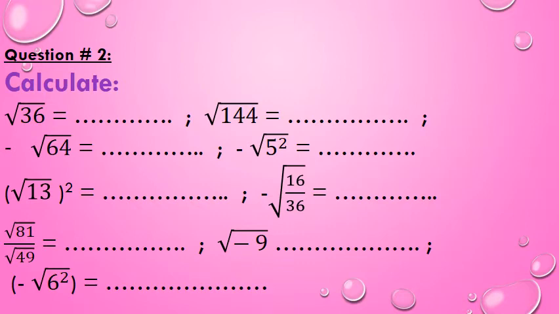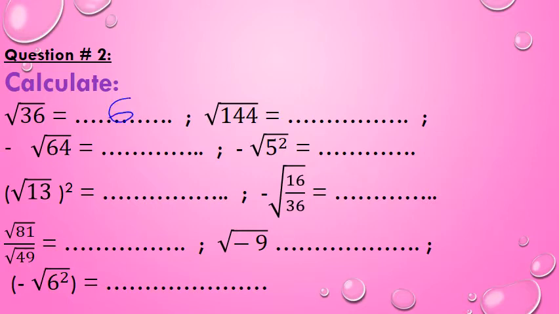We start with question number 2 now. We should calculate radicals given to us, different radicals. We should calculate the value of these radicals, okay? Dana, radical 36 is equal to 6.